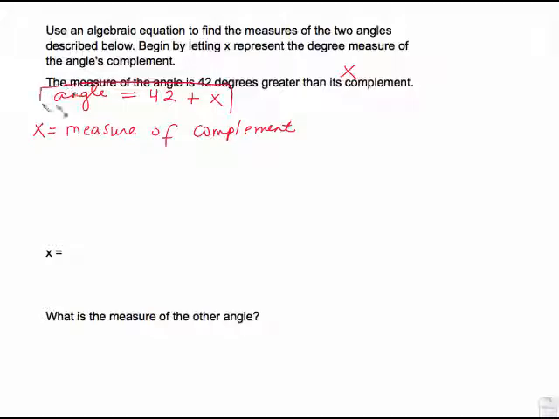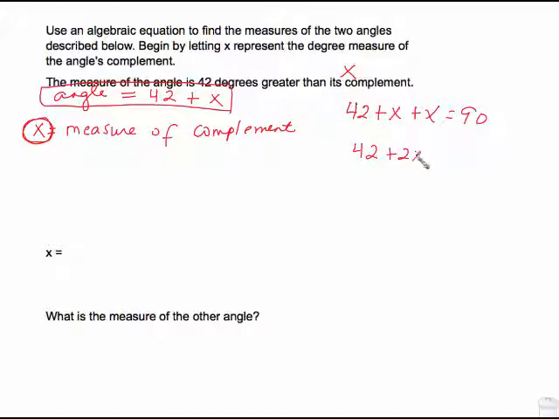This is the name of our original angle. This is the name of the complement. What do you know about two angles that are complementary? You know that they add up to 90. So the original angle is 42 plus x. The complement is just x, and we know that adds up to 90. Plain old Algebra 1 kind of equation.